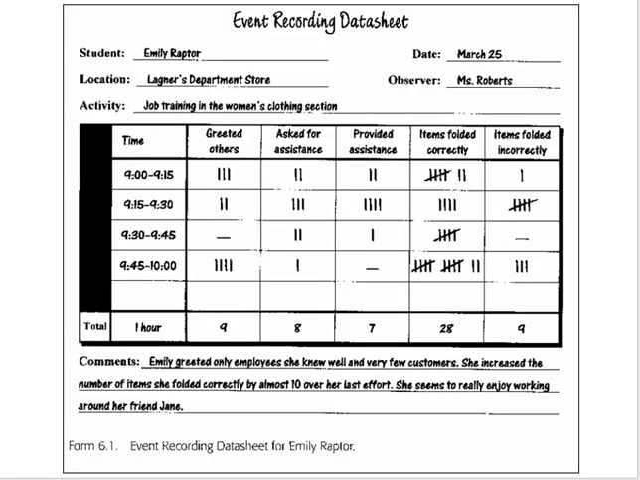Here's an event recording sheet for a fictitious student named Emily Raptor, who's working at a department store as part of her job training. The job coach is tallying the number of times Emily greets customers, asks for assistance, provides assistance, and folds clothing. Each is counted by time block, so the job coach can see how Emily paces herself throughout her shift.